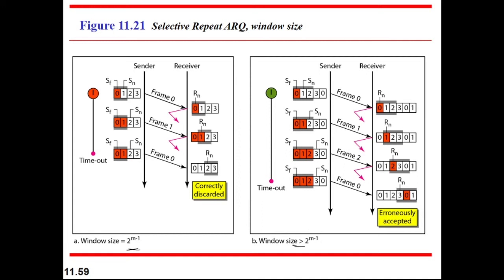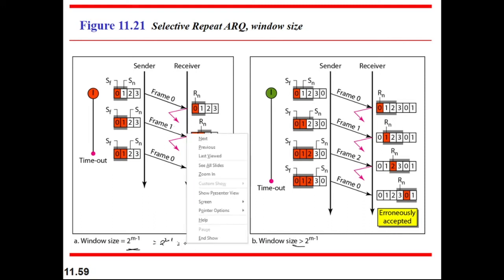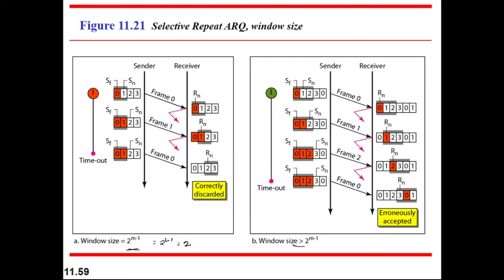Okay, so see what is happening here. If the size is 2 to the power m minus 1, then frame 0 is passing. The sender sends frame 0 to the receiver, and the acknowledgement is lost. Again frame 1 is passing here. So the window is 0 and 1. If m is equal to 2, then 2 to the power 2 minus 1, the size of the window is 2. And here it is greater than 2, so in this case we get 3 values, 0, 1, 2, inside the window.